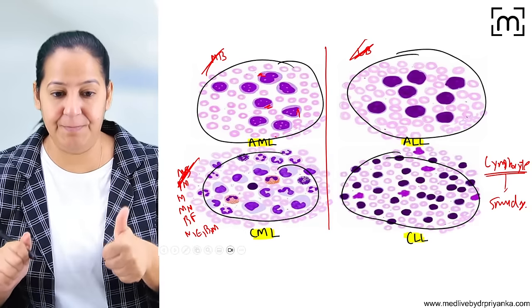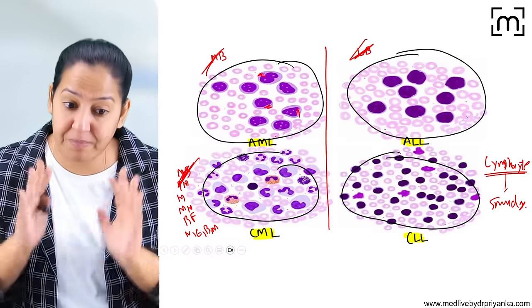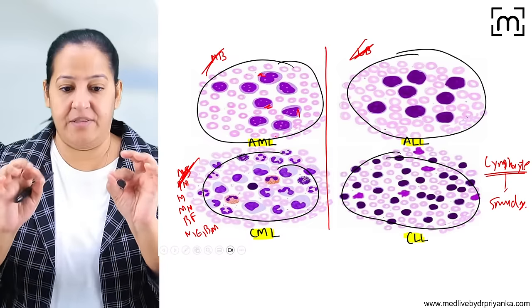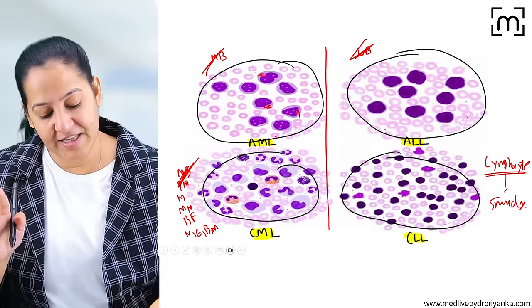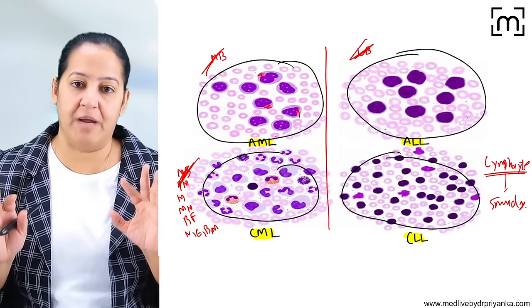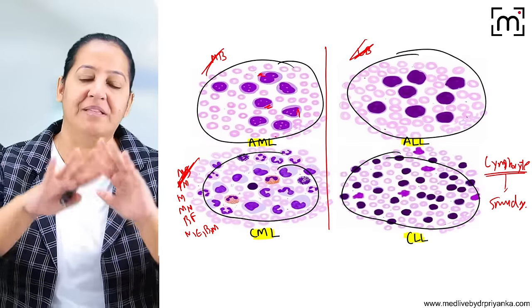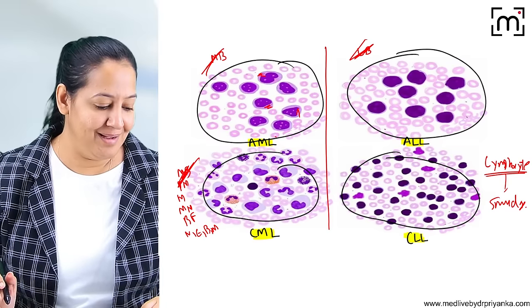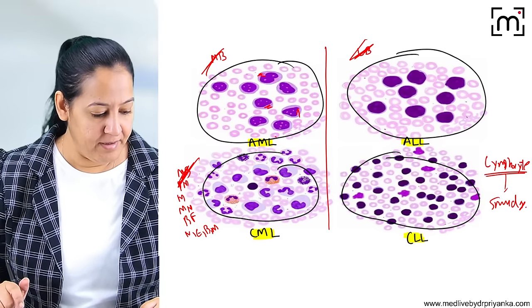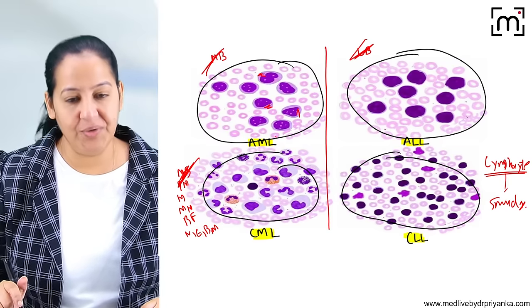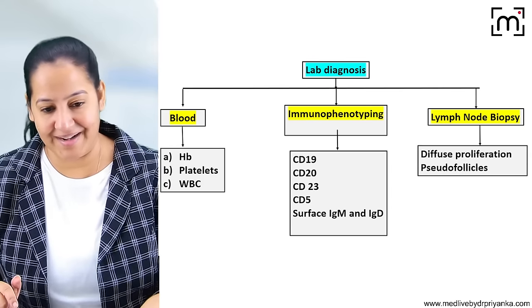So you see the peripheral smear and compare all four. Give me a thumbs up, people. A super simplified version of leukemias. Here is the comparison. Looking at the peripheral smear, you can make it out. Tell me the age of all four. Tell me the pathogenesis of all four. Everyone got it? Yes, definitely. I will schedule a session on lymphoma if many students are demanding the same.